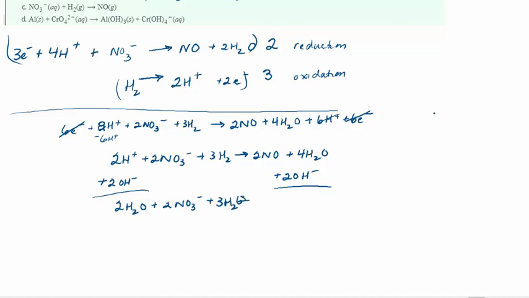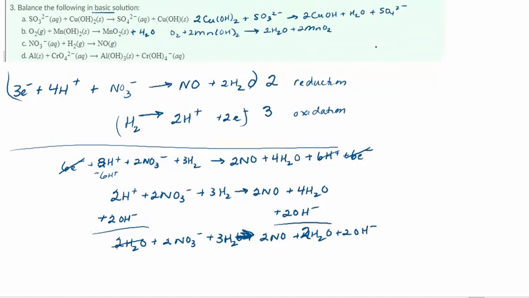I do one more check of likes on both sides. I have water molecules on both sides. So I'm left with 2 NO3 minus plus 3H2 reacts to form 2NO plus 2H2O plus 2OH minus. And D, I have my half reactions.